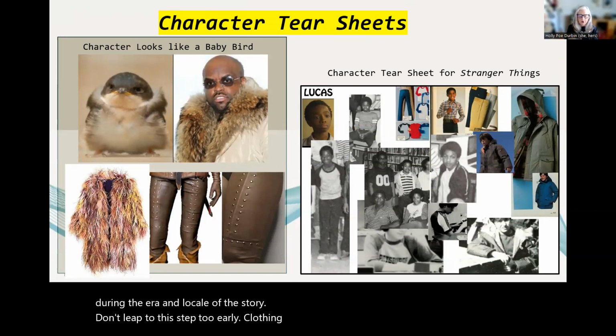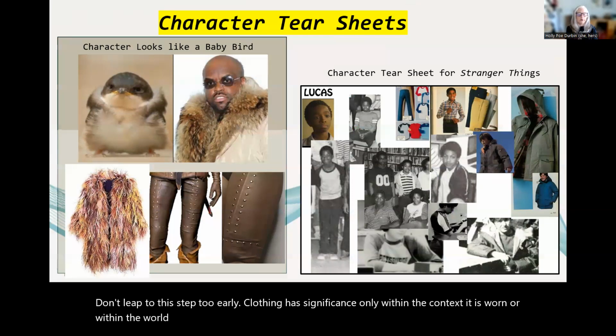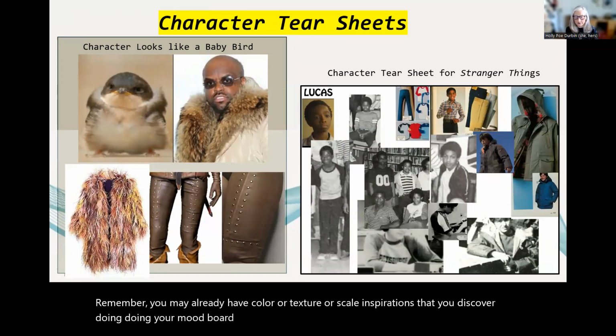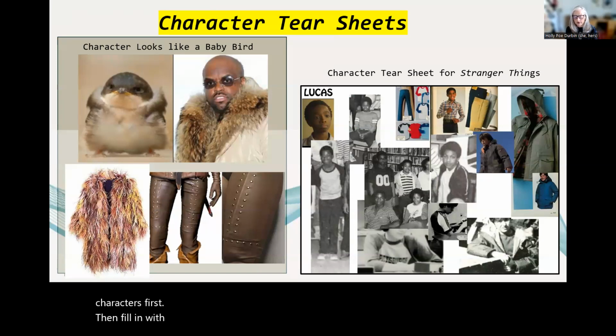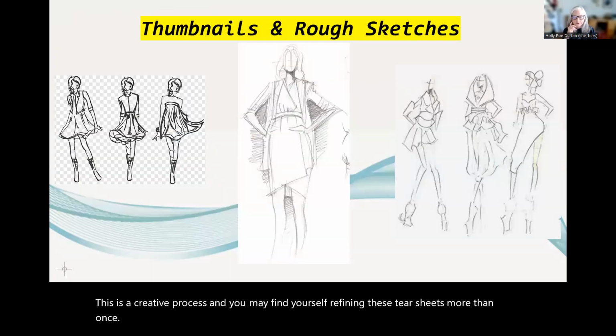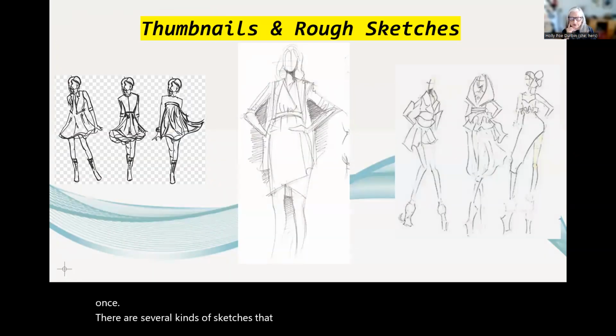Clothing has significance only within the context it is worn or within the world you are creating. Remember, you may already have color or texture or scale inspirations that you discovered doing your mood boards or during your research. Assign each of these to your characters first. Then fill in with clothing that fits the parameters you are slowly forming. This is a creative process, and you may find yourself refining these tear sheets more than once. There are several kinds of sketches that costume designers use.